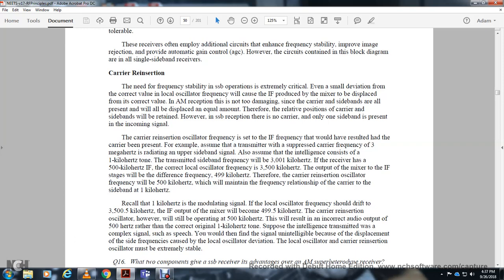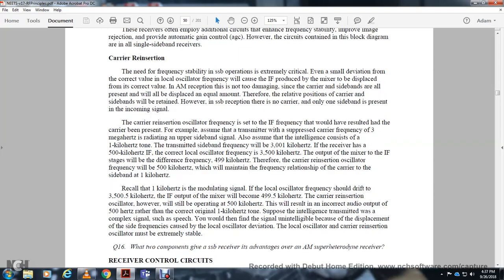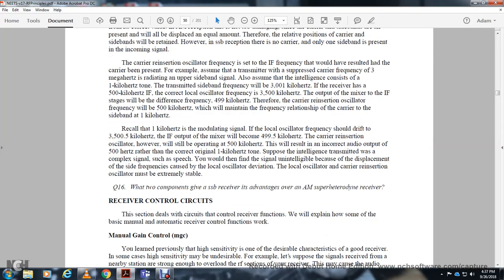would be 499.5 kilohertz. However, operating at 500 kilohertz would result in the incorrect audio output of 500 hertz rather than the correct original 1 kilohertz tone. Suppose the intelligence transmitted is a complex signal such as speech; it would then be unintelligible because of the displacement and side effect of the local oscillator deviation. The local oscillator and the carrier reinsertion oscillator must be extremely stable.